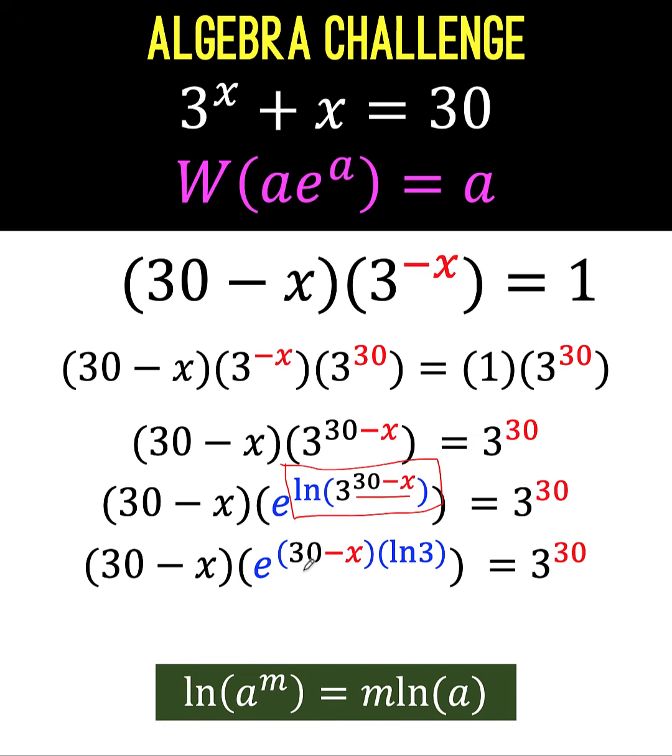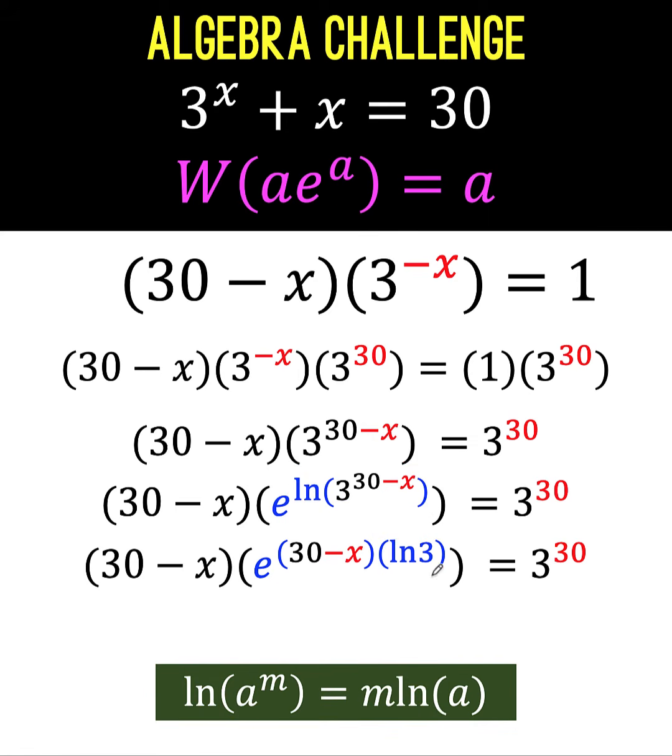This 30 minus x is now here, this ln is here, and this 3 is here. So we have 30 minus x times ln 3, we have here 30 minus x. Again, this is not yet the form a times e raised to a, because there is an extra ln 3 here. So what are we going to do?